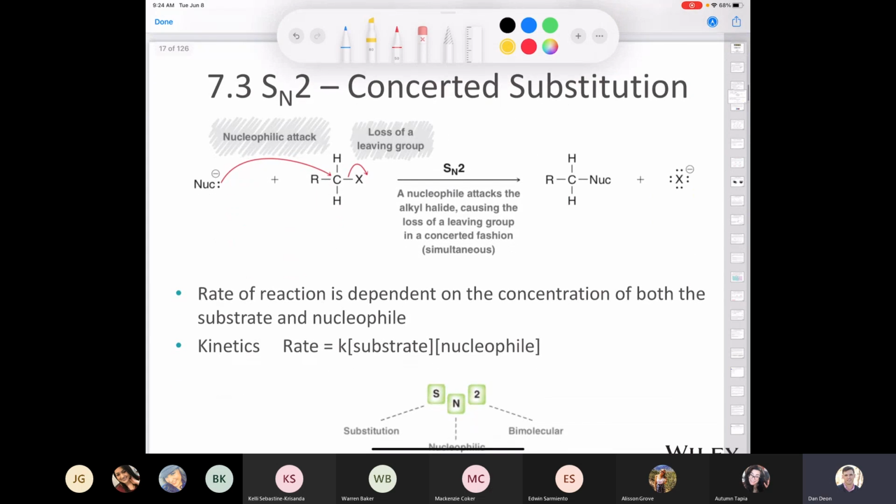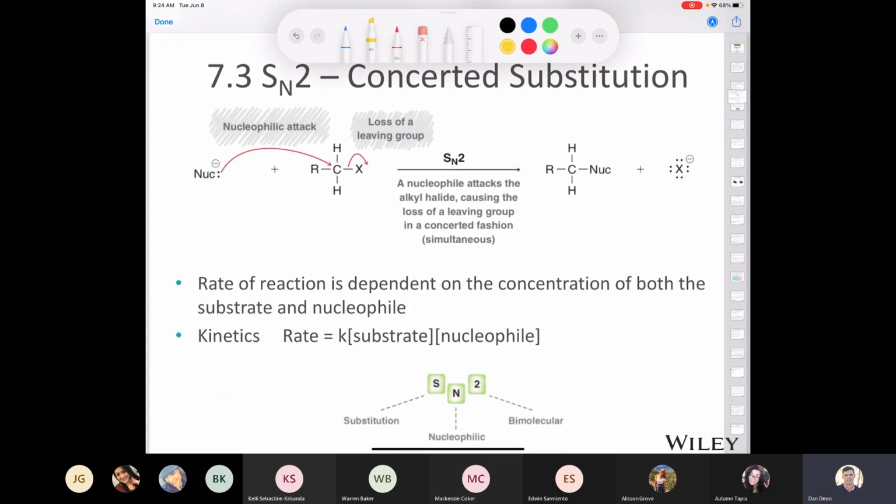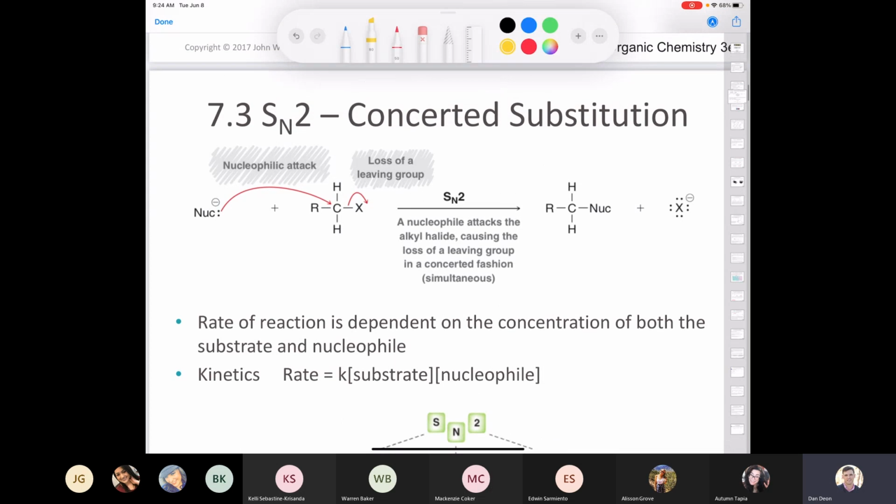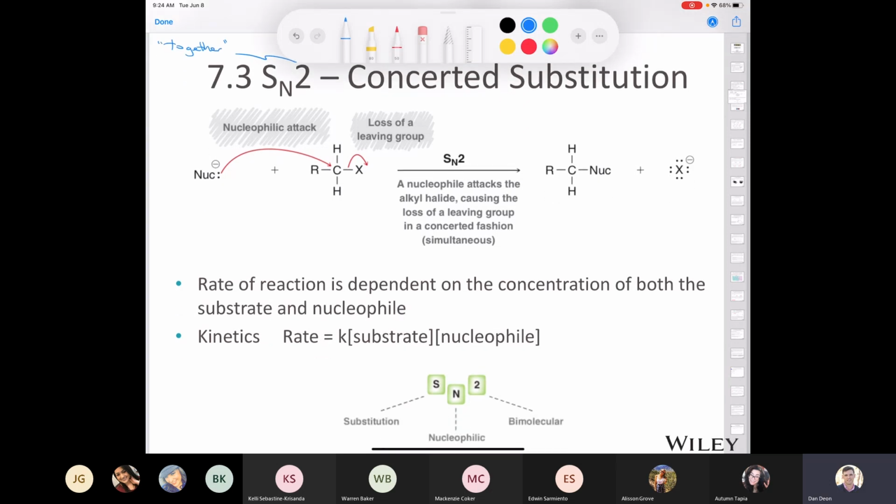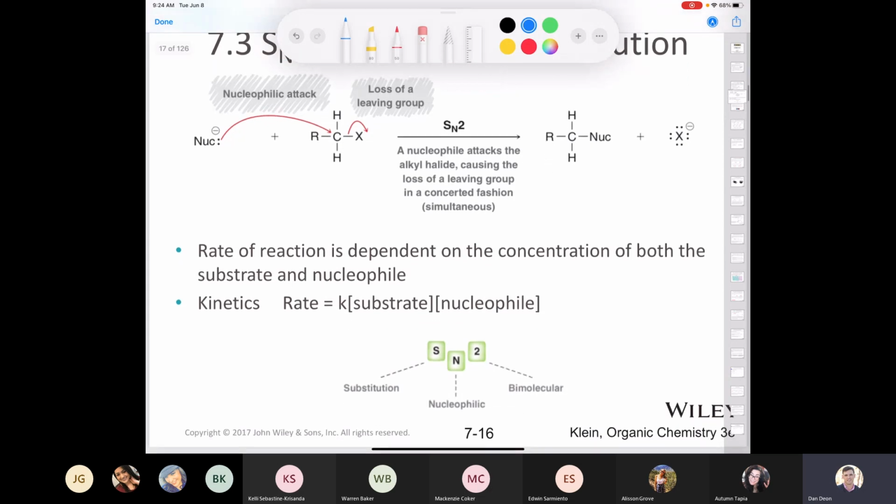So the SN2 reaction is the concerted reaction. One of my friends told me this in my undergraduate days. He said it's SN together, right? Both steps are happening together at the same time. SN together. Everything's happening at the same time. The nucleophilic attack and the loss of leaving group, right? The concerted fashion.